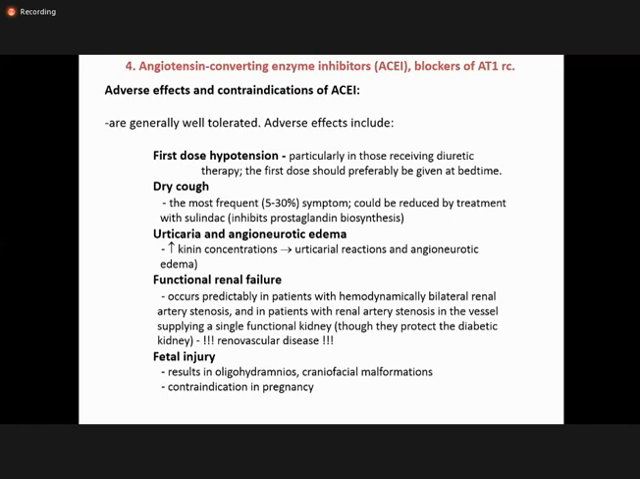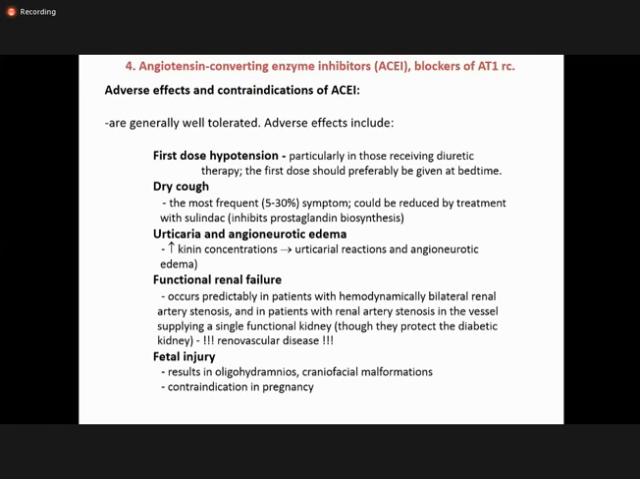So in dry cough, we can use an angiotensin receptor blocker as an alternative. Angiotensin converting enzyme inhibitors may cause urticaria and angioneurotic edema due to increased tannin concentration. Functional renal failure occurs predictably in patients with hemodynamically significant bilateral renal artery stenosis, and in patients with renal artery stenosis in the vessels supplying a single functional kidney, though they protect the diabetic kidney, renovascular disease. Fetal injury results in oligohydramnios and craniofacial malformations, so that is why they are contraindicated in pregnancy.